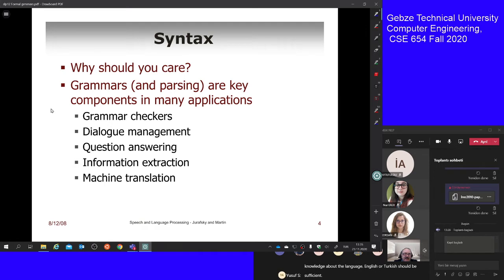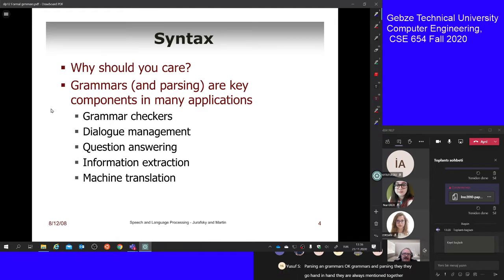So the syntax, that means how the words come together, the order of the words and their effects on each other, is important. We should care about it. It's a very hot natural language processing and natural language generation topic. Grammars are key components in many applications. Grammars and parsing go hand in hand. They are always mentioned together.